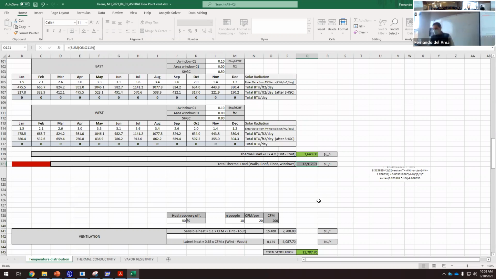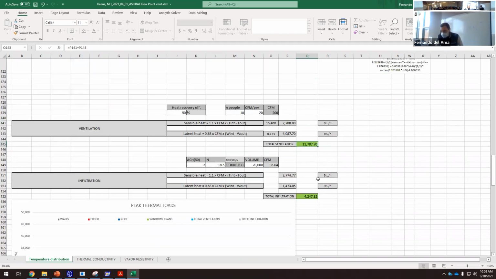We have to add the ventilation and infiltration loads. The ventilation is 11,787, and infiltration is 4,247. I don't know if I'm wrong, but this should be around 28,900.